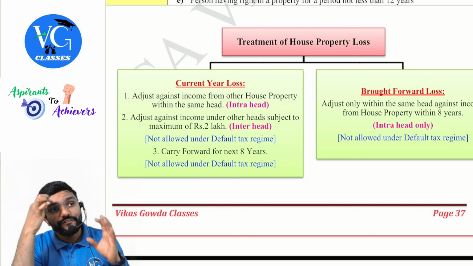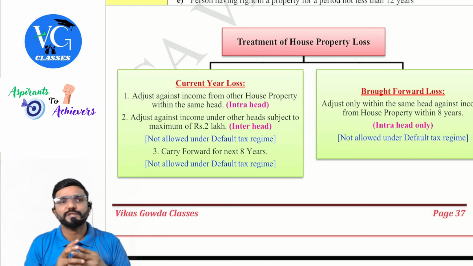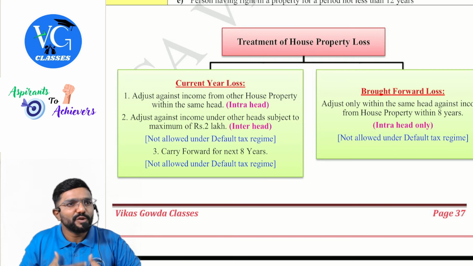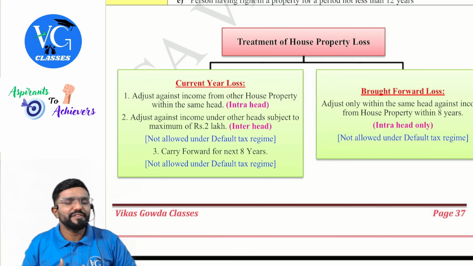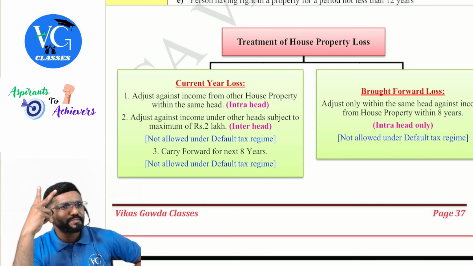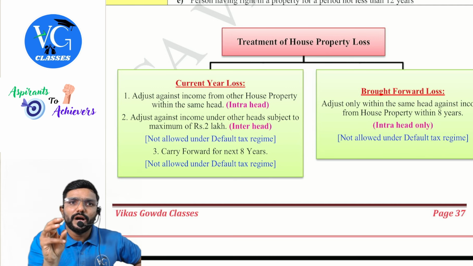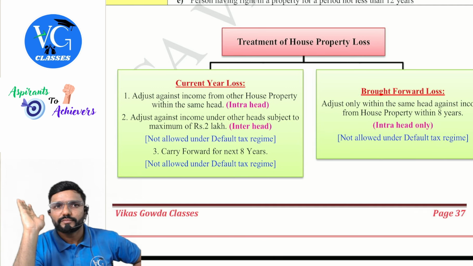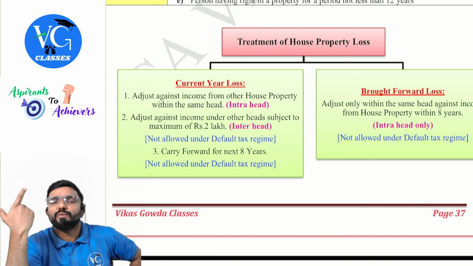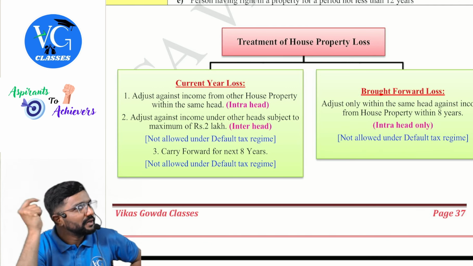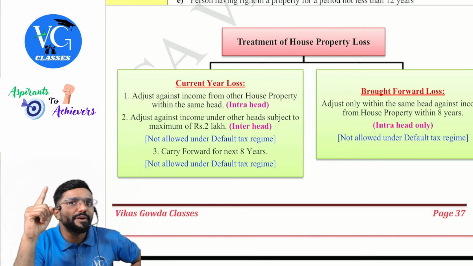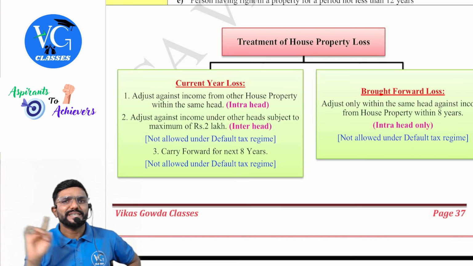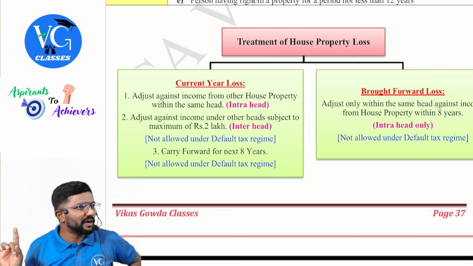Let us see. See guys, when it comes to any loss, there will be two kinds: current year loss and brought forward loss, or carry forward loss. Current year loss means in the current year 24-25, I have suffered a loss. If it is a current year loss, I always have two options. One is to set off within the same head, or I can set it off against other heads also. But here and there, some restrictions are there. Sir, if I couldn't do both, then what will I do? Carry forward. The third option is to carry forward. Once you carry forward, you can adjust the loss only within the same head. Inter-head adjustment is not allowed, guys.